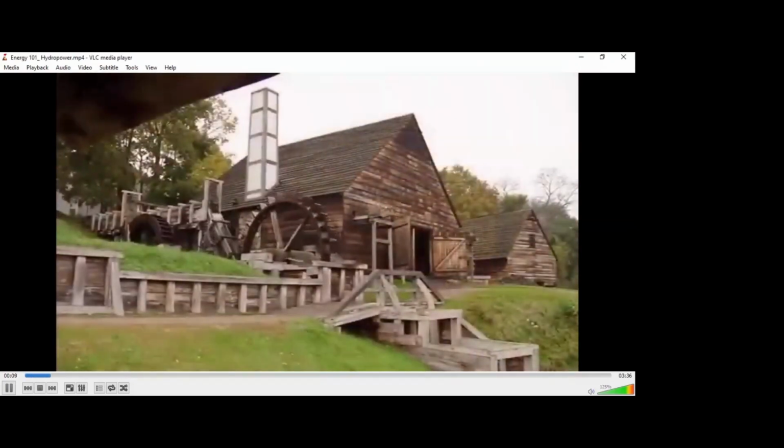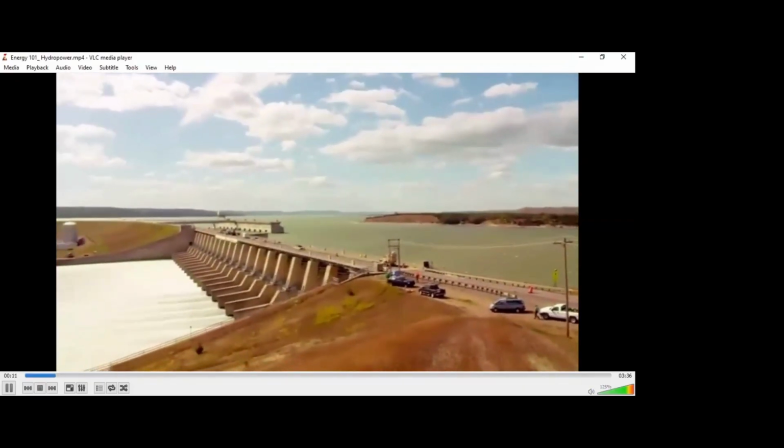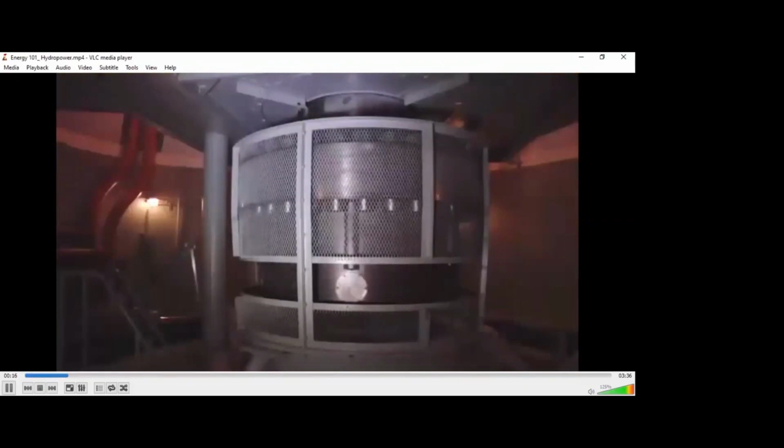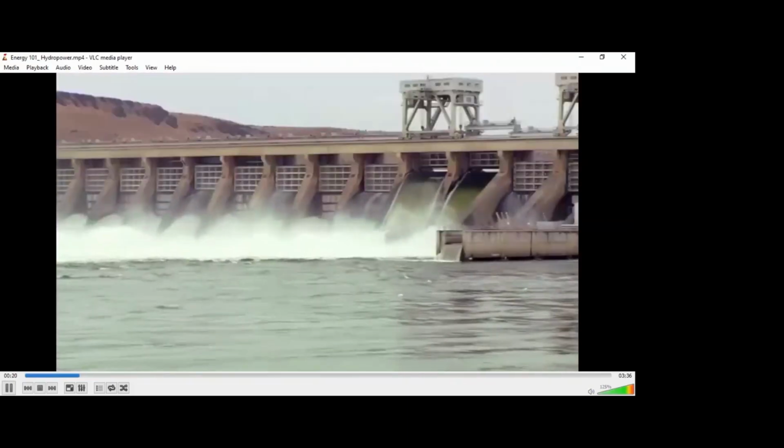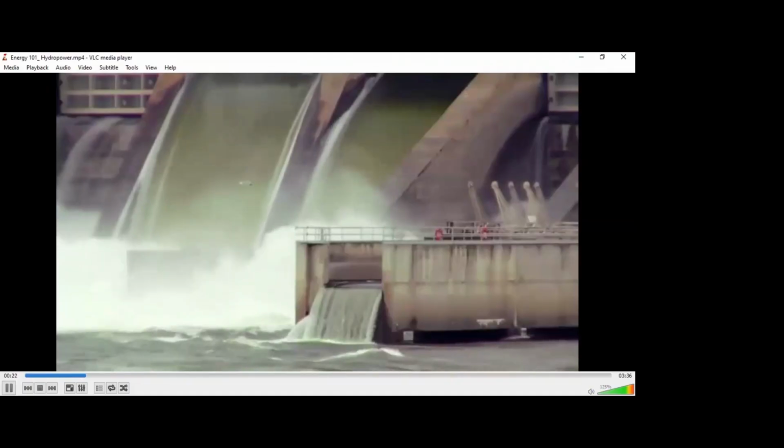People have been capturing the energy in moving water for thousands of years, and today it's still a powerful resource that generates clean, renewable, and affordable electricity. Hydropower technologies are one of the ways we can harness energy from moving water and convert it to electricity.